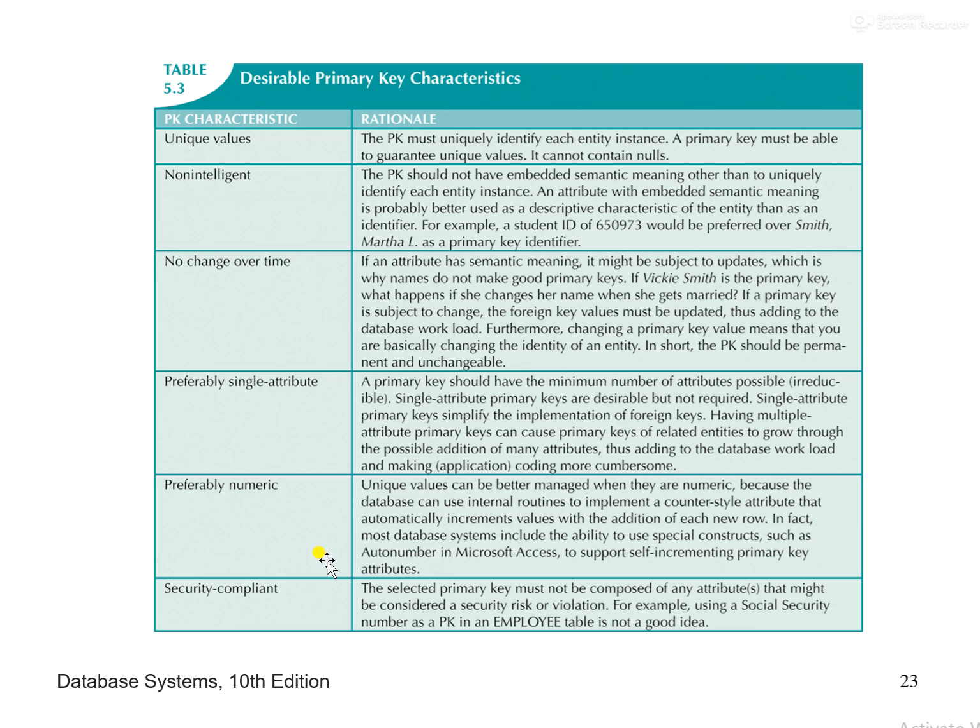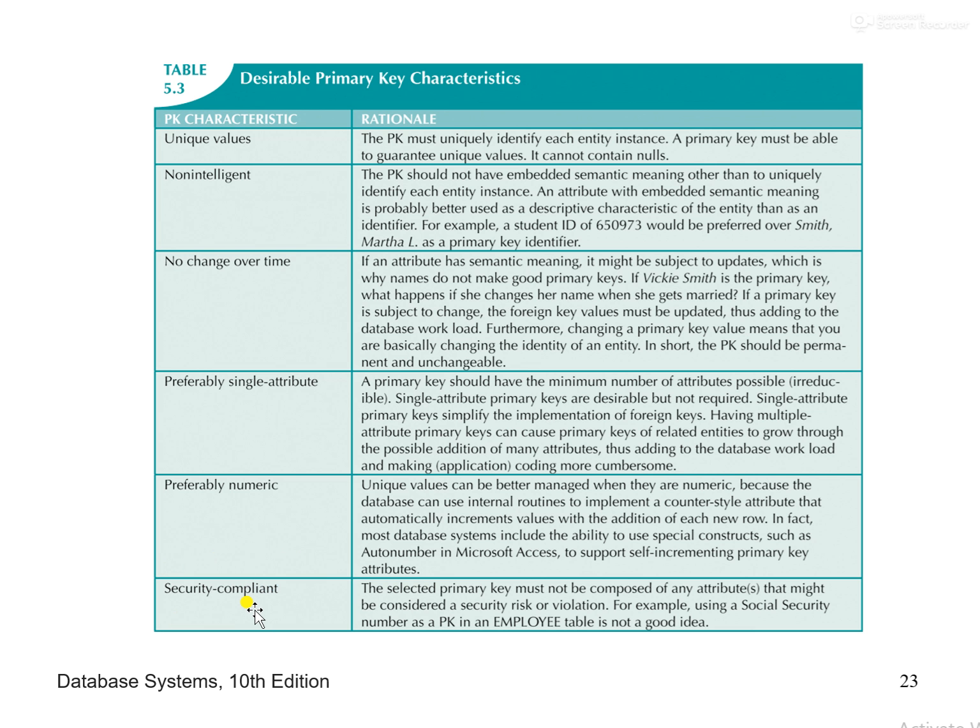Preferably numeric, yes, because as we know we want our primary key to be unique, and unique values can be better managed when they are numbers, because the database can use its internal procedure to implement a counter-style attribute. Like, you do not find any preferable attribute in a table as a primary key, so you can add your own special attribute in the database as a primary key, a single attribute, and then ask the database to increment its value every time a new row is inserted into this table or a new record is added into this table. So numeric is always preferable.